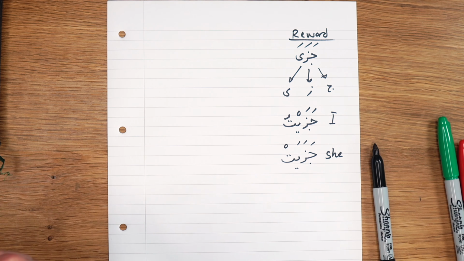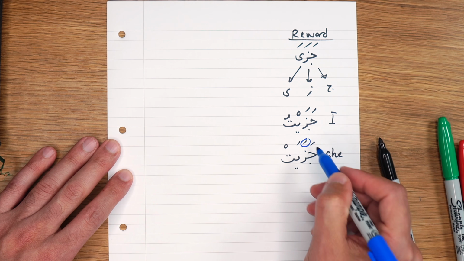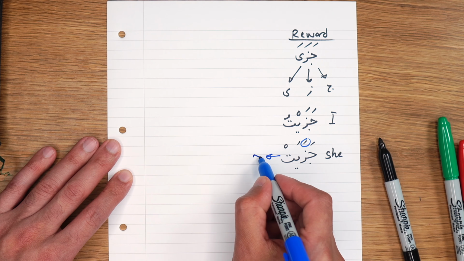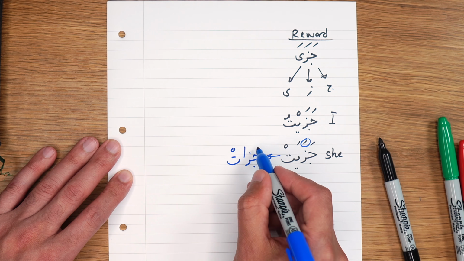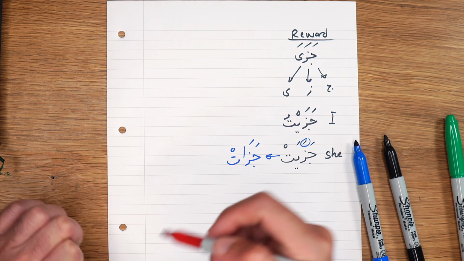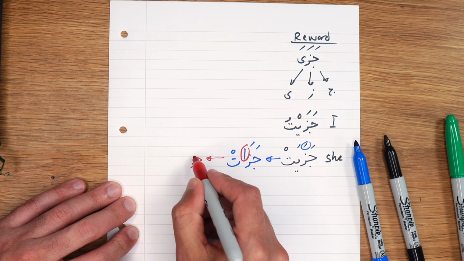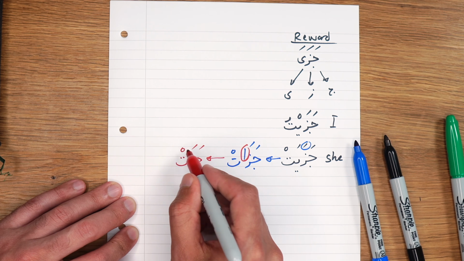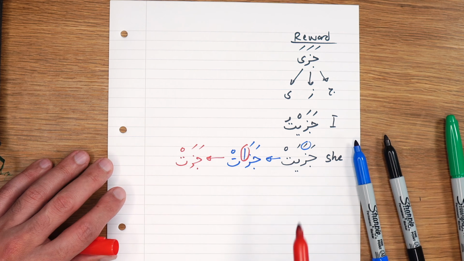However, here changes occur. First of all, you've got a ya with a fatha before it, so you know what you have to do: make it into an alif. So it's going to become jazaat. You can't have jazaat, so you're going to get rid of the alif, and you're left with jazat. So jaza, jazaya, jazaw, jazat.